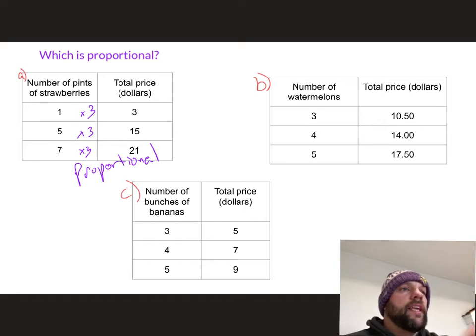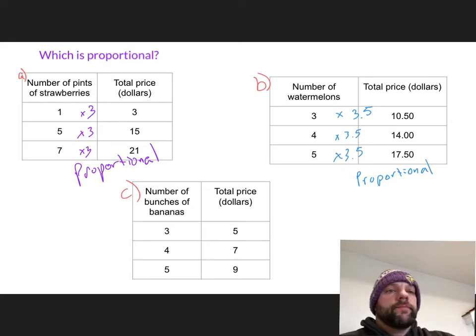Moving on to B. 3 times 3.5 brings me to 10.5. 4 times 3.5 brings me to 14. 5 times 3.5 brings me to 17 and a half. And again, I'm multiplying by the same number, so therefore it is proportional.